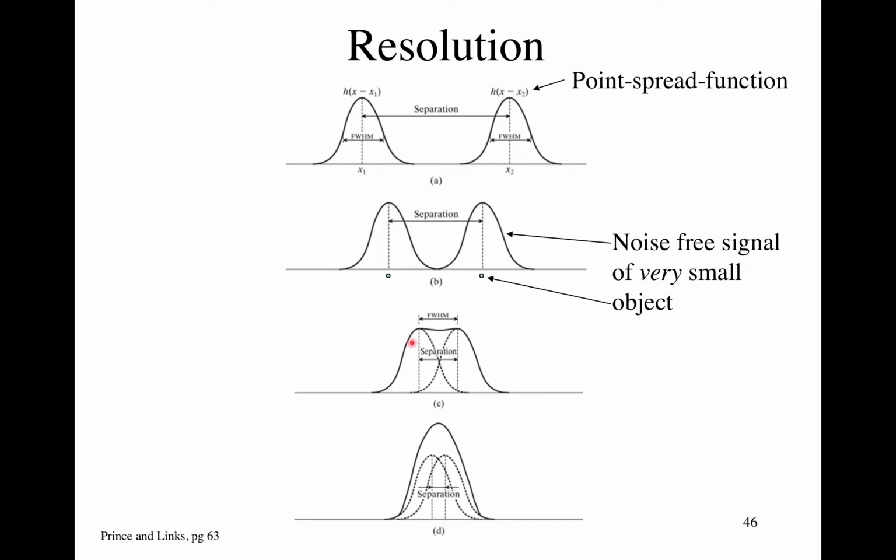The Rayleigh criterion is developed by taking two of these dots and bringing them close together and asking the question, when can you no longer perceive that you have two dots and you just have one signal? And that's another definition of spatial resolution.